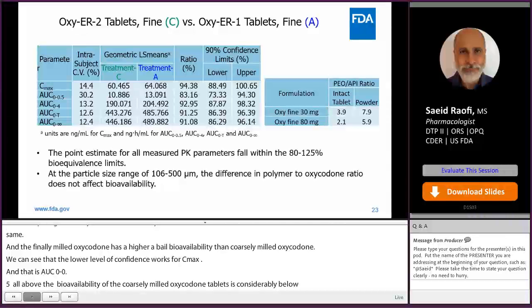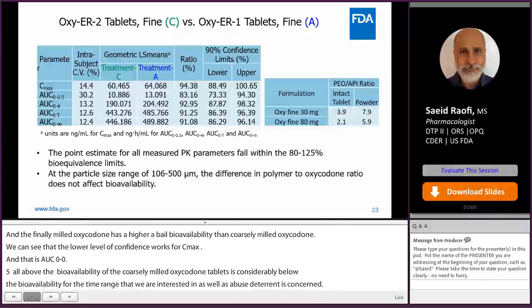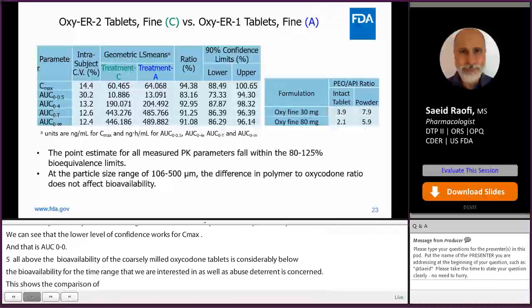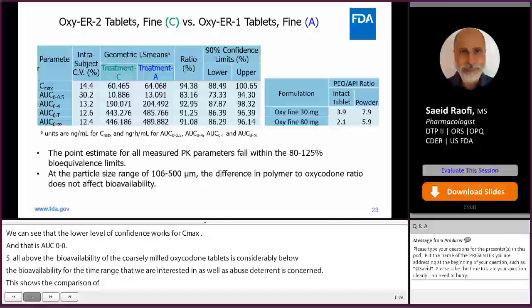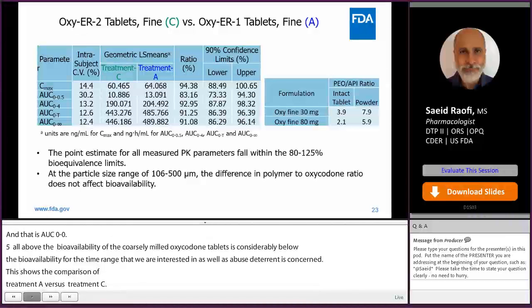This slide shows the comparison of treatment C versus treatment A. The pharmacokinetic parameters show that there is really no difference between the two treatments in terms of bioavailability. The confidence intervals for all PK parameters are within the 80 to 125% bioequivalence range.